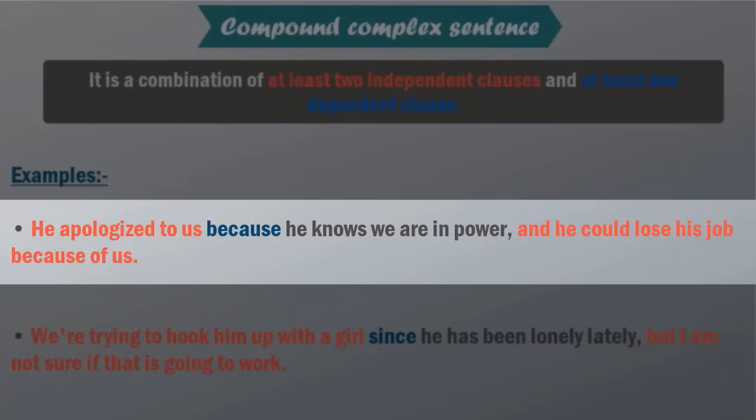After which, and he could lose his job because of us. And is a coordinating conjunction that adds independent clauses. So the next one has to be an independent clause. And he could lose his job because of us. That's an independent clause, right? So we've got two independent clauses. He apologized to us. He could lose his job because of us. And we've got one dependent clause, which is because he knows we are in power, right?